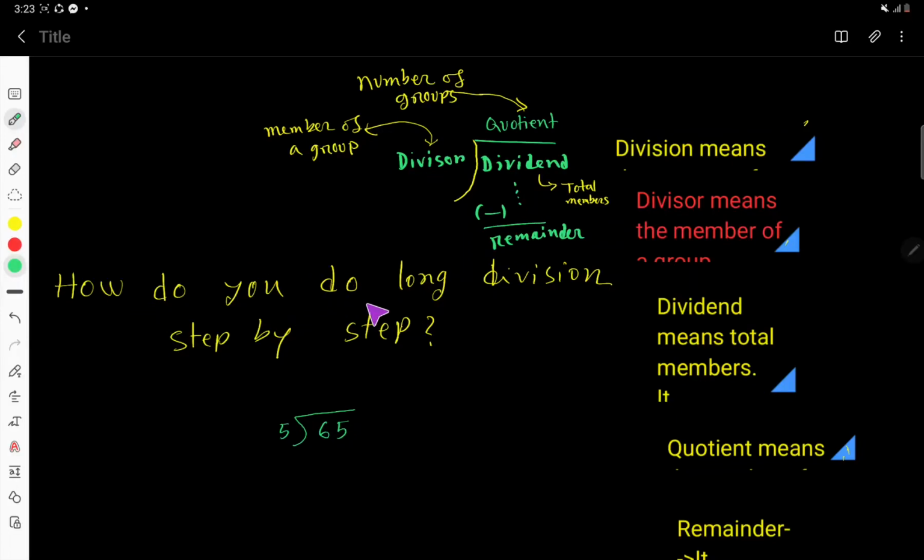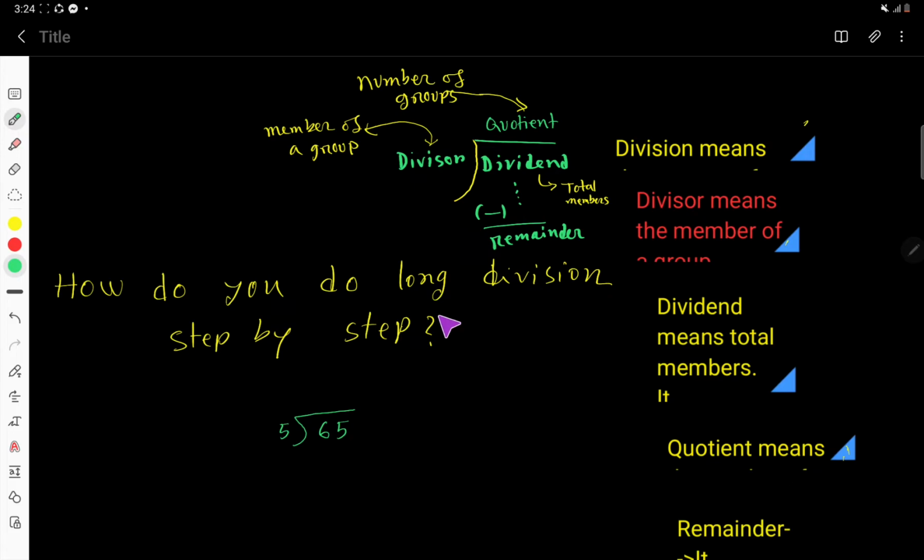How do you do long division step by step without a calculator? Long division involves 5 steps. The first step is to divide, the second step is to multiply, the third step is to subtract, the fourth step is bring down, and the last step is repeat or remainder. I will teach all the 5 steps step by step.